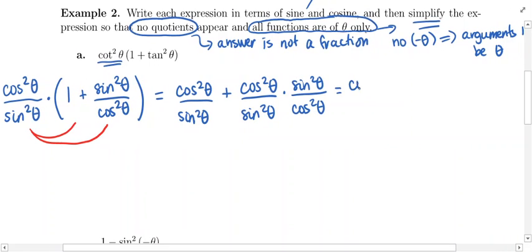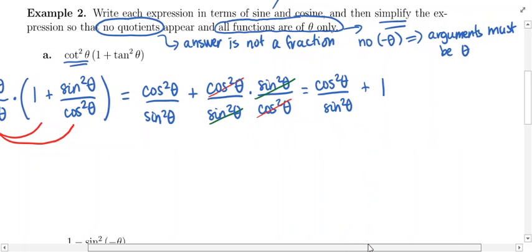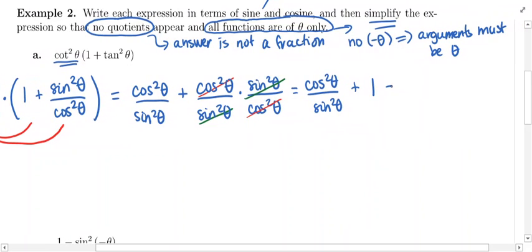This is going to be cosine squared of theta over the sine squared of theta plus, look what happens in this right term. You have a cosine squared of theta in the top. It's going to cancel with the one in the bottom. And then similarly, you have a sine squared of theta over a sine squared of theta. Those guys are going to cancel. You're going to be left with 1. Okay, so now we keep going here and we simplify.